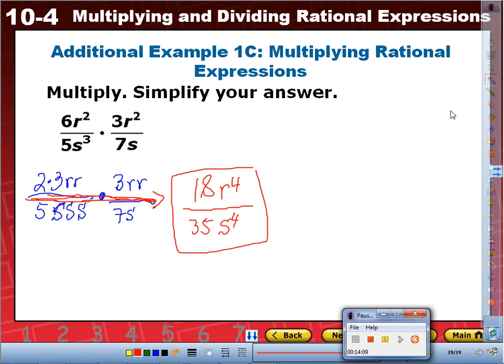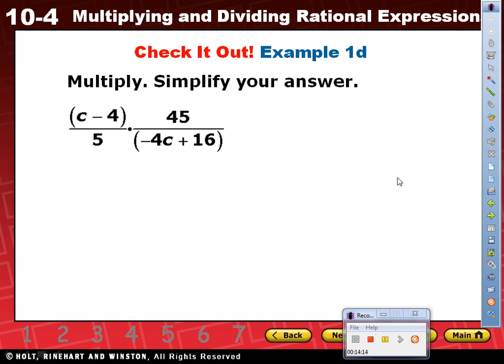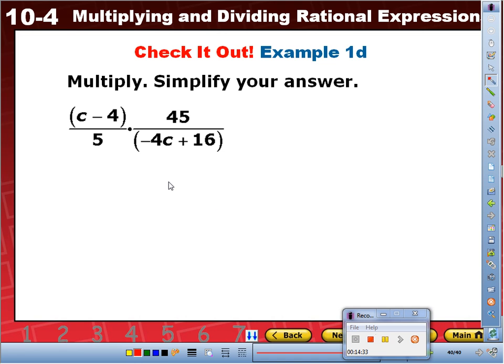Copy this next one. Look up. Example 1D. See if you can do this one by yourself. Here we go. We got c minus 4 over 5 times 45 over parentheses negative 4c plus 16 close parentheses. Once again, see if you can do that one by yourself. I'll give you guys 30 seconds. Go.